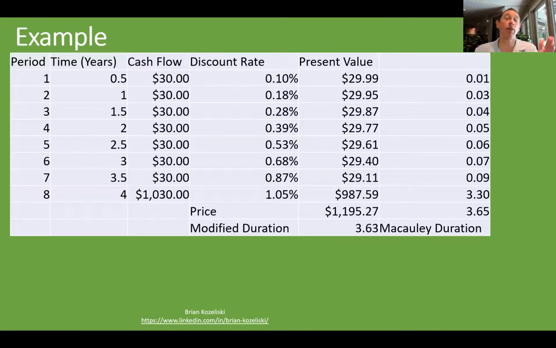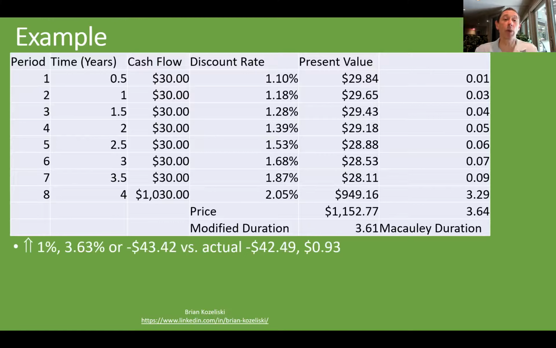What happens here if we change every interest rate, a parallel shift, increasing it by 1%? We should see the bond price decrease. In fact, that's what we're going to see here. You can look at the numbers there. Interest rates go up by 1, and the bond price does go down, but we overestimate that decrease using modified duration.